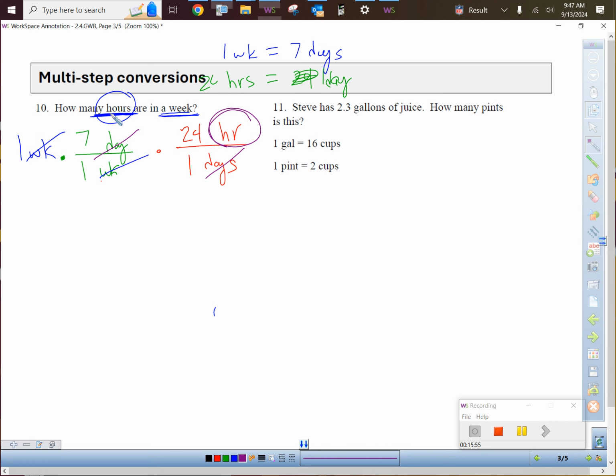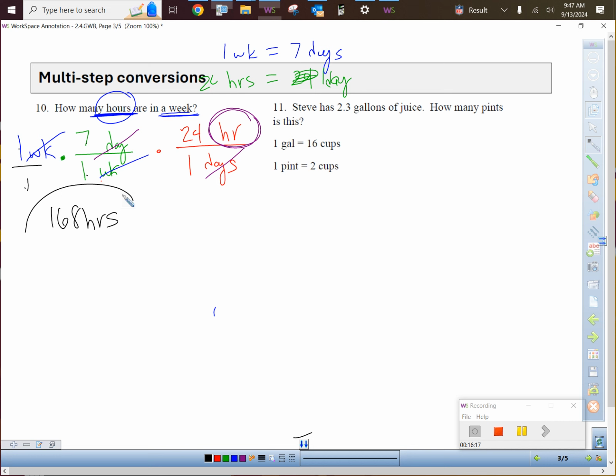So we multiply all the stuff on top. 1 times 7 times 24. If you punch that in, I'll let you do it. You got 168. And then that would be over 1 times 1 times 1, which is 1. So that many hours.